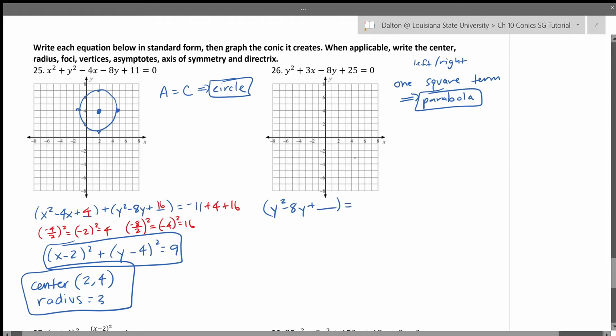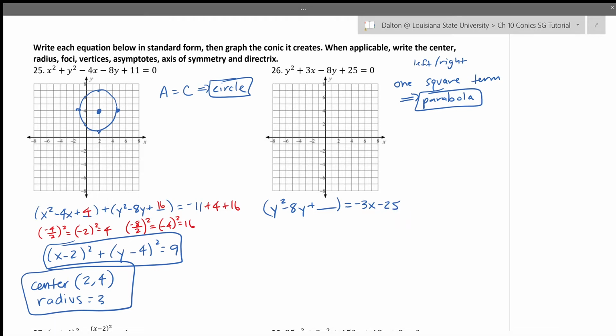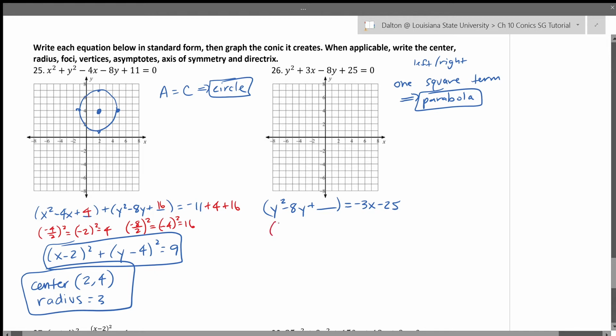And I'm going to move the other stuff on the other side. So this will become a negative 3x minus 25. When we complete the square, b over 2 squared will be negative 8 over 2 squared. Negative 8 divided by 2 is negative 4 squared, which is 16. So I'm going to add 16 to that trinomial. What I do to one side, I've got to do to the other.